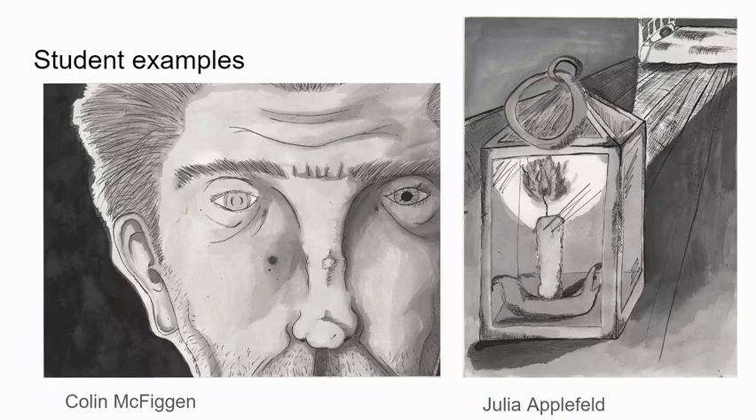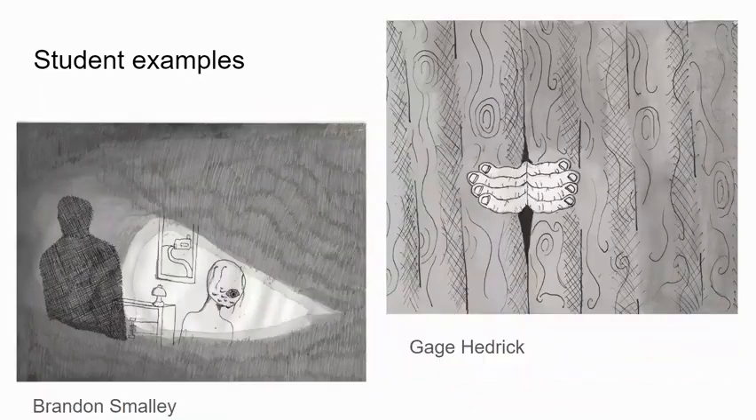Here we have two very different approaches, one almost a portrait, and again, it's not right in the middle, which is really lovely. To the right, working with that lantern and how that light is affecting the, I guess, the interior. And for our last ones, I found these really fun approaches, very creative ways of looking at this. Both Brandon and Gage really went in a different direction, but really fun ways to interpret this, right?